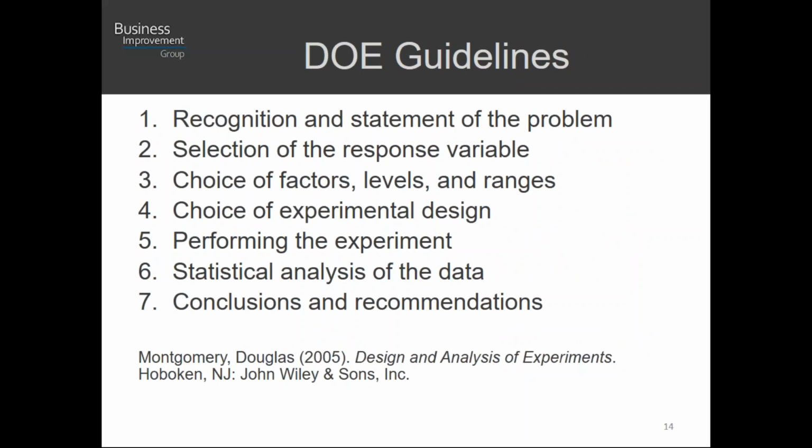DOE guidelines, these are just some steps that you would want to go through when setting up your design of experiment. First and foremost, and this is for any problem you're trying to resolve or make better, state the problem clearly. Select the response variable. Understand what it is that you want in the outcome. Stephen Covey will even say, begin with the end in mind, right? You want to know where you're ultimately trying to get to. Then from there, decide what factors you're going to use, the levels and the experimental ranges, what adjustments you're going to make.